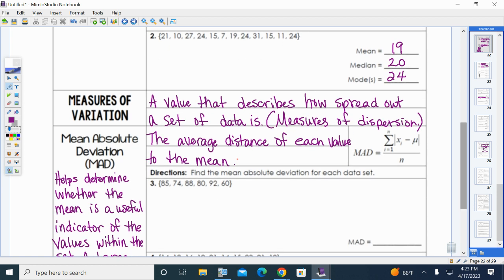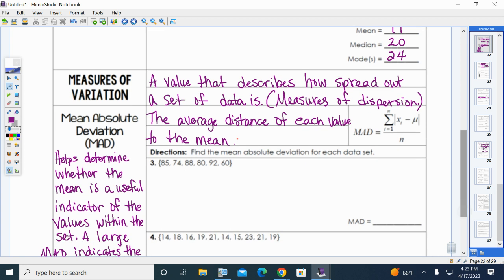The next thing I want to talk to you about is measures of variation. Measures of variation means that you've got a value that describes how spread out a set of data is. It's also called measures of dispersion. The first measure of variation that we're going to talk about is called the mean absolute deviation, or MAD for short. It is the average distance of each value to the mean.